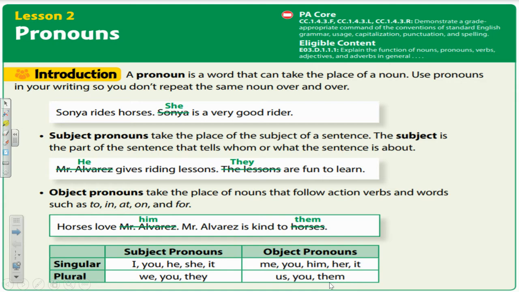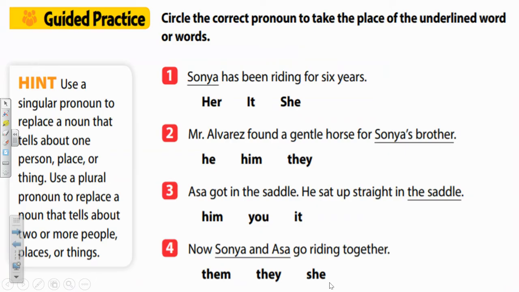Now we need to turn to the back. I'm sorry, this is below. This is the guided practice. When it says guided practice, that means we're practicing together. And the 4 examples below say, the directions say, circle the correct pronoun to take the place of the underlined word or words. So, number 1 says, Sonia has been riding for 6 years. Which one of these pronouns below should take the place of Sonia?